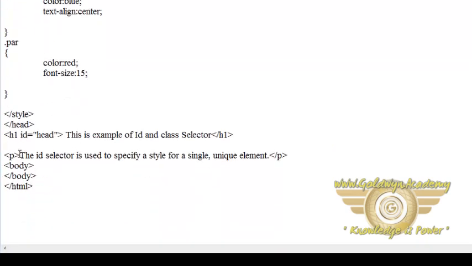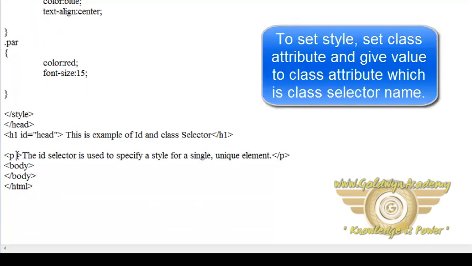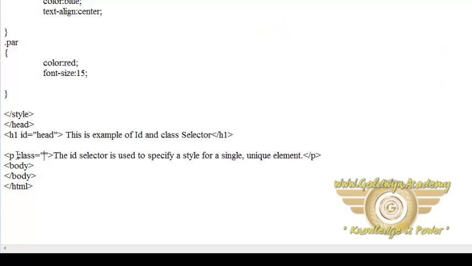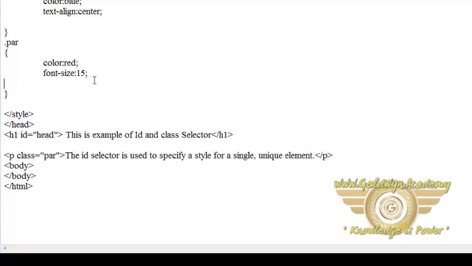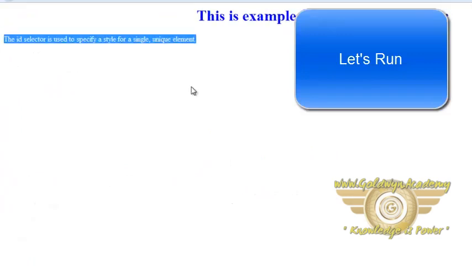After declaring the class, at the time of creation of a tag, I have to write the class attribute and specify from which class I want to apply my style to this particular tag. I want to use the paragraph class which is pair, and so this paragraph will now contain the style of this paragraph class. So let's see what will be the effect.